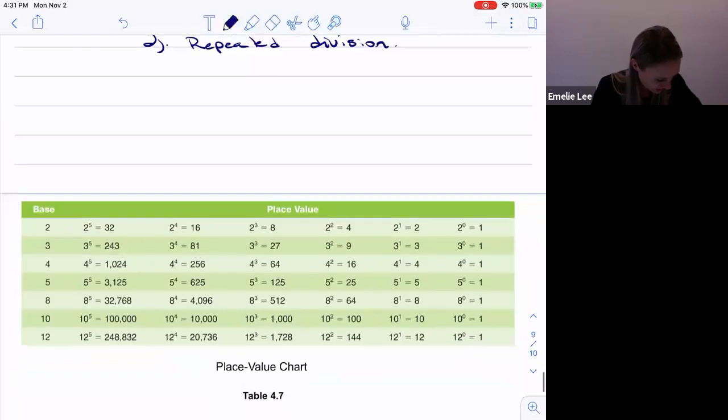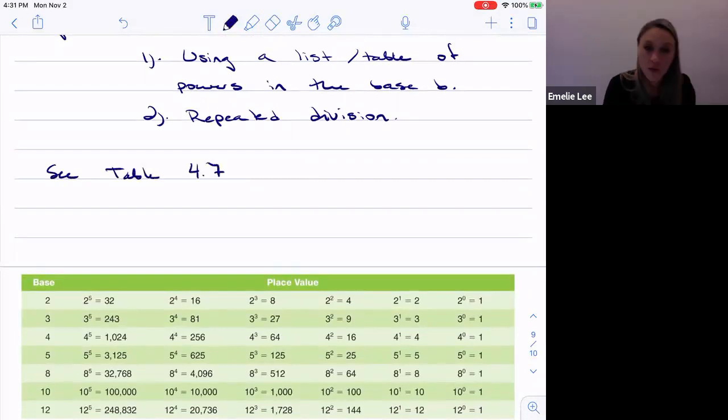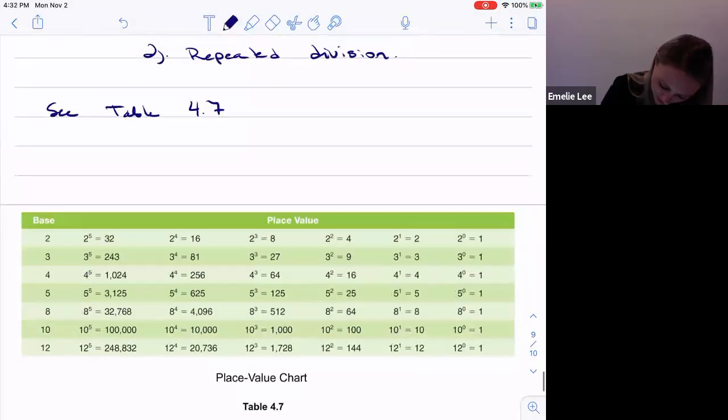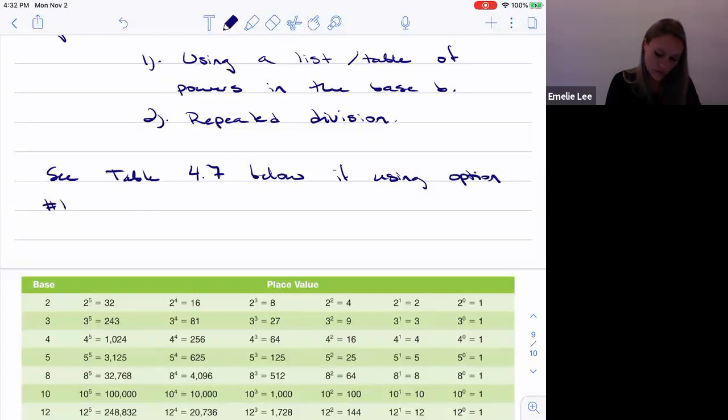I guess I had to leave that space here. See table 4.7 below, if using option 1. A list of powers.